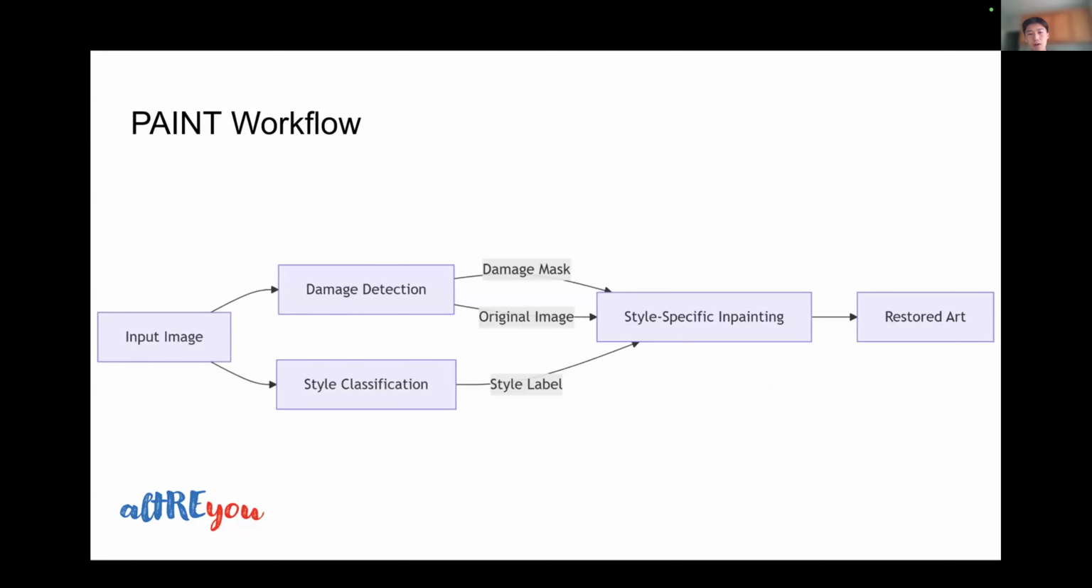Our pipeline begins with our input image, which we detect the damage from. Then we classify the style of the artwork. We send both the image and the damage mask to a style-specific in-painting model. And finally, we output the restored piece.